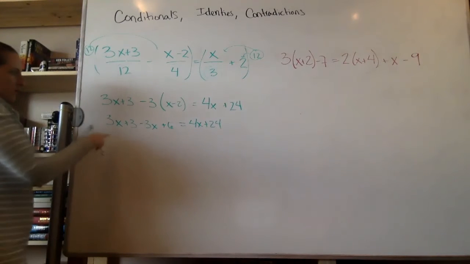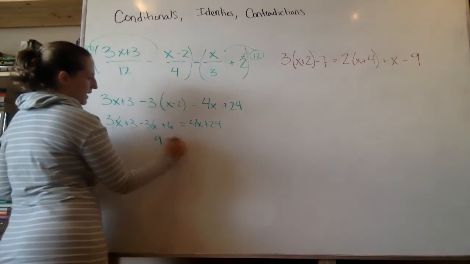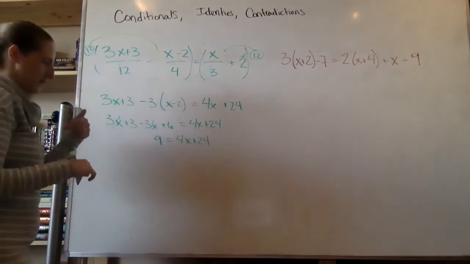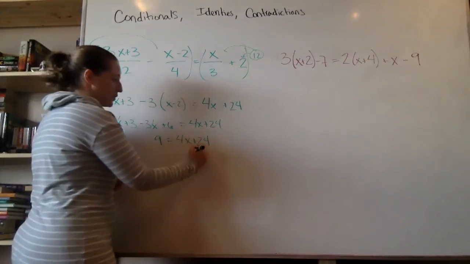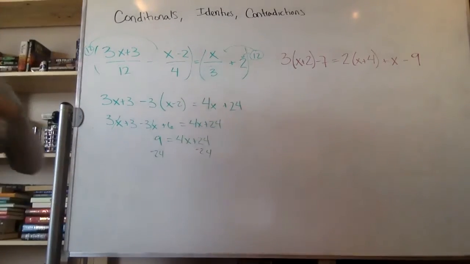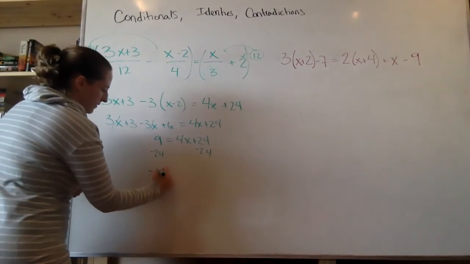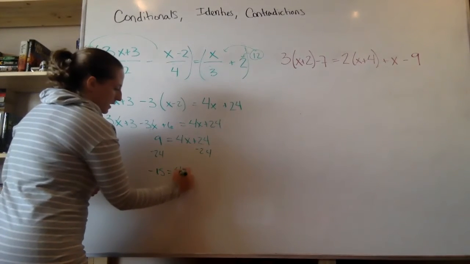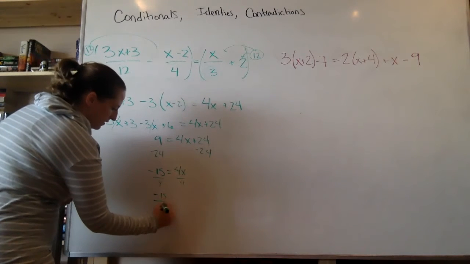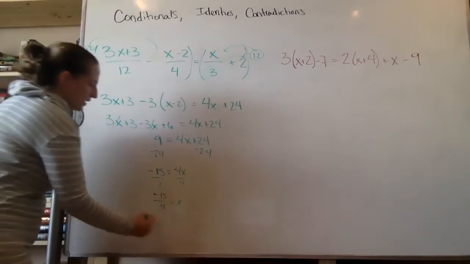Now I'm going to combine like terms. Over here I have 3x minus 3x. Those cancel. And I have 3 plus 6, that's 9. So I have 9 equals 4x plus 24. I'm going to get all my x's on one side, my non-x's on the other. I've got my x's over here, so let's go ahead and move the 24 to the other side by subtracting 24. 9 minus 24 is negative 15. So I have negative 15 equals 4x. Dividing both sides by 4, I get negative 15 fourths equals x. Quick check, there's no common factors there, so there's my answer.